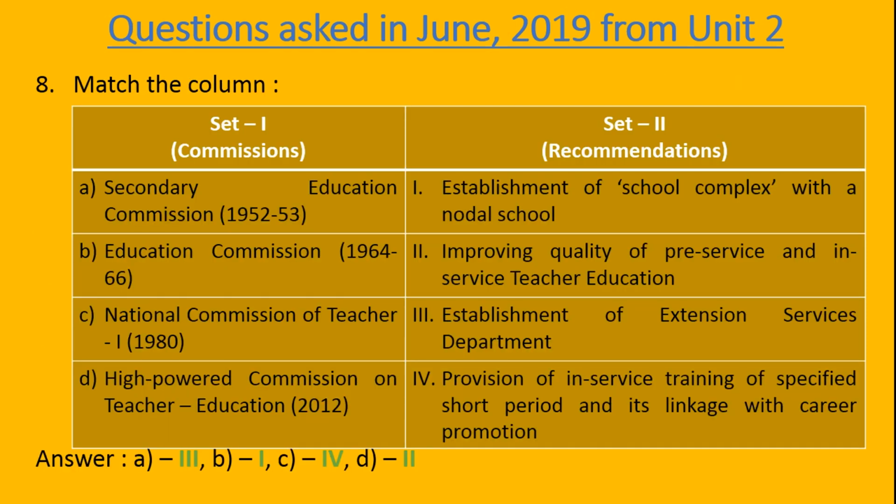In this question, 4 commissions are listed in set 1 and 4 recommendations are given in set 2. Now you have to match them. I am starting from option D of set 1, the High Powered Commission on Teacher Education 2012. It talks about the Verma Commission, and we have studied that the Verma Commission was exclusively for teacher education, and its recommendation areas included improvement of pre-service and in-service teacher education. So it is visible that option D is matched with option 2 of set 2, that is improving quality of pre-service and in-service teacher education.